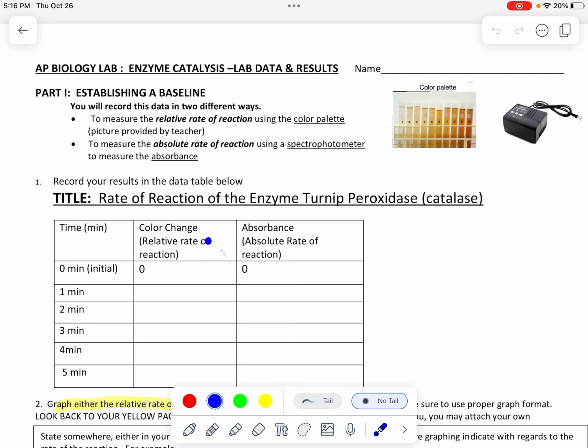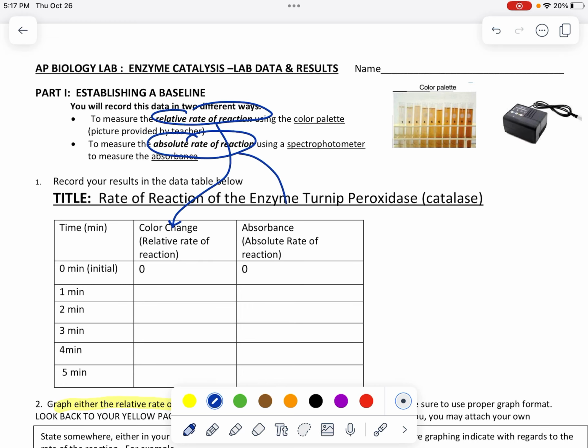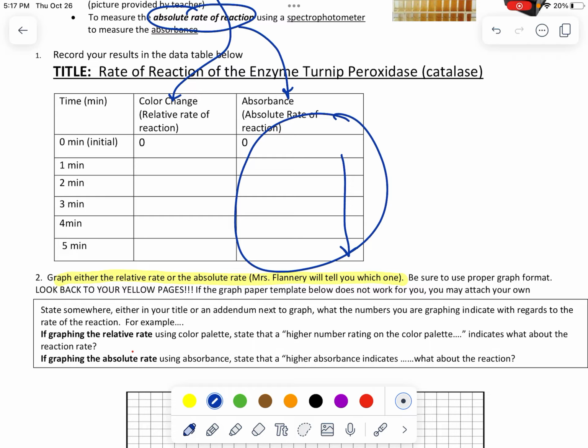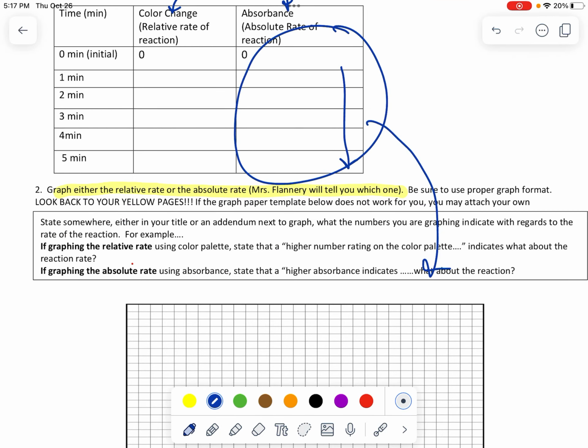So you should have this already filled out, your color palette numbers, whole numbers, and your absorbance readings from the spectrophotometer. Okay, so I think most of you I looked at, so by the way, this is the relative rate, and this is the absolute rate. As long as this number looks like it's increasing, this is the one that I want you to graph down here, okay?